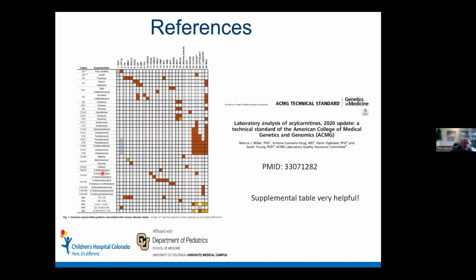One of my favorite papers is this one, the laboratory analysis of acylcarnitines, a technical standard written by lots of famous people. This is a summary table, and I use this table all the time to help remind me which acylcarnitine is associated with which condition. Also a really nice supplementary table gives you the specific masses for each of your acylcarnitines. So if you're interested in more of the mass analysis, it's really helpful when you're setting up the protocols.